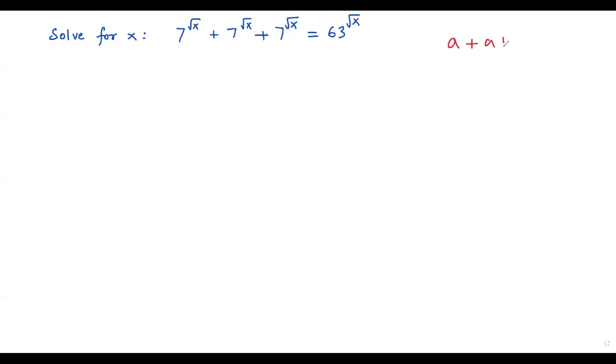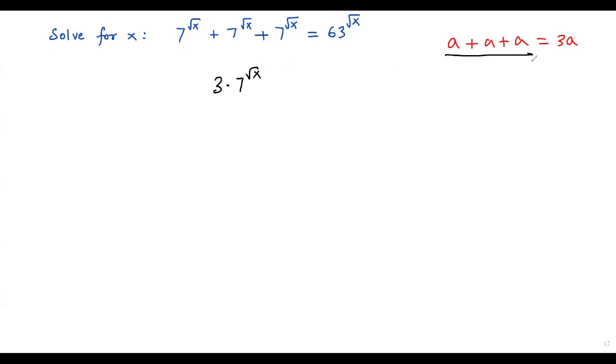That is a positive a, a positive a, and a positive a. So what is the result of the addition of these three same quantities? That is equal to 3a. The same thing we have over here, but instead of a, we have 7 to the power of square root of x. So when I add 7 to the power of square root of x, 7 to the power of square root of x, and 7 to the power of square root of x, I am getting 3 times 7 to the power of square root of x.